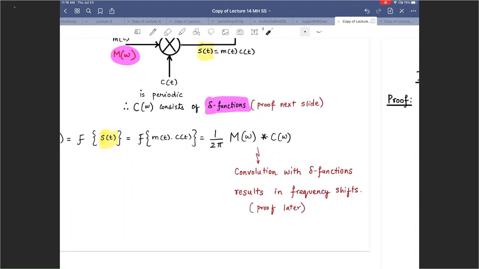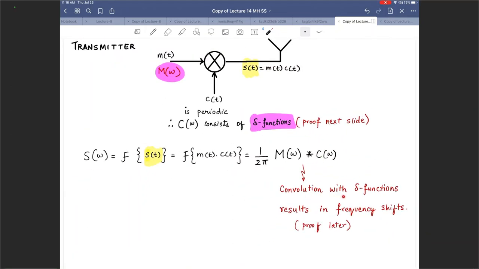Now, you see, this is convolution with delta functions, right? M of omega, the Fourier transform of the message, is essentially getting convolved with delta functions, which results in just frequency shifts. That's it, frequency shifts of the M of omega spectrum. Again, we'll prove this later as well. So in the next couple of slides, we'll try to prove this and this. Let's take a look.